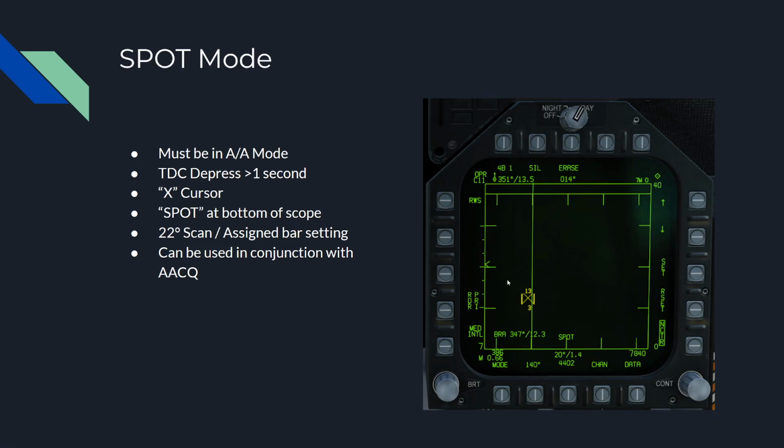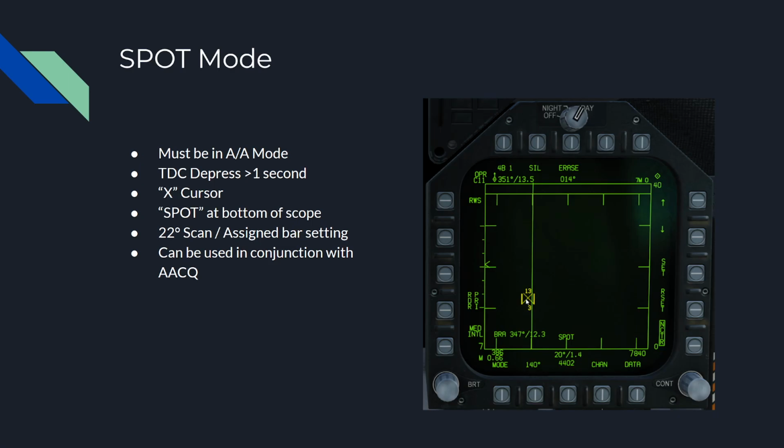So if I wanted to get a very, very tight azimuth scan of some piece of sky that I don't know what altitude he's at, I could just switch that to 6 bar, and it's essentially acting like a TWS 20 degree 6 bar scan.